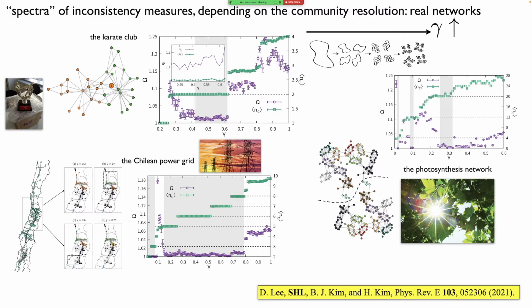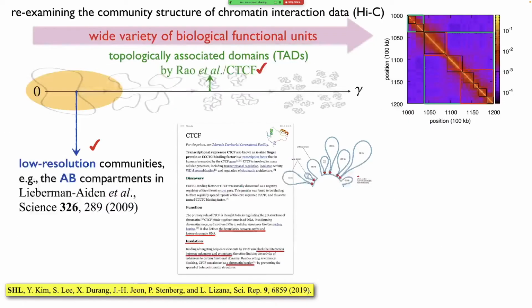So it's not quite easy to get that clear-cut evidence in real networks, as many network scientists in the audience would agree. For all of the details, please check our recently published paper. With this inconsistency analysis, we suggest to pinpoint the most reliable ranges of community scales in the high-C data I mentioned in the first part of my talk.